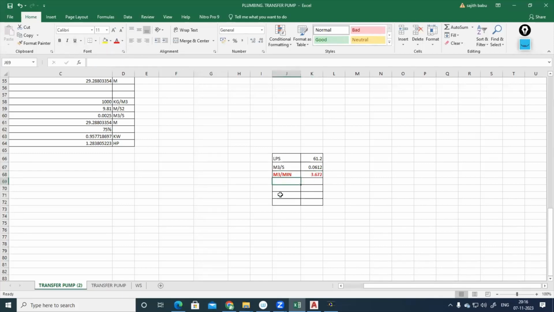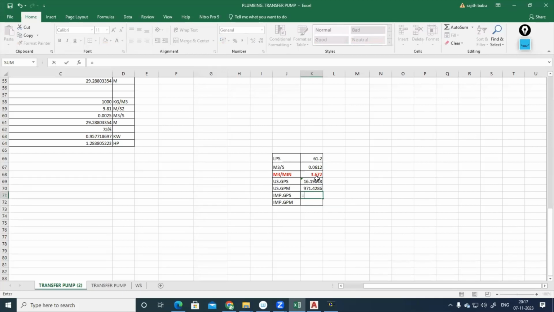Now I have to convert that into US gallons per second, then US gallons per minute, imperial gallons per second, and imperial gallons per minute. 1 US gallon is 3.78 liters. So liters per second divided by 3.78 gives US gallons per second. US gallons per second multiplied by 60 gives US gallons per minute.